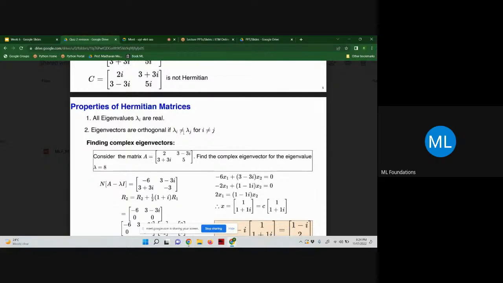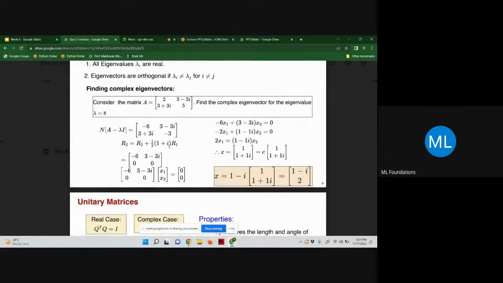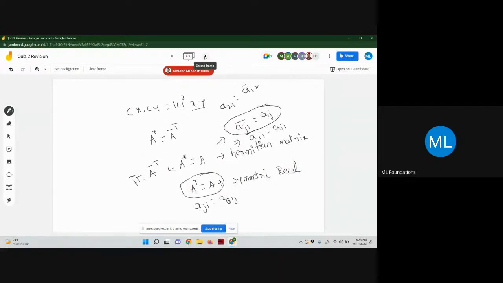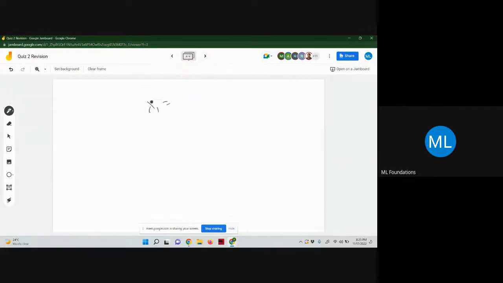Finding complex eigenvectors is similar to how you find eigenvectors with real vectors; it's not going to be anything new here. But one thing you should note down is that the eigenvector is not unique. Let's say I have a 2 by 2 Hermitian matrix, and I got lambda 1 as 1 and lambda 2 as 2. So it has two eigenvalues.